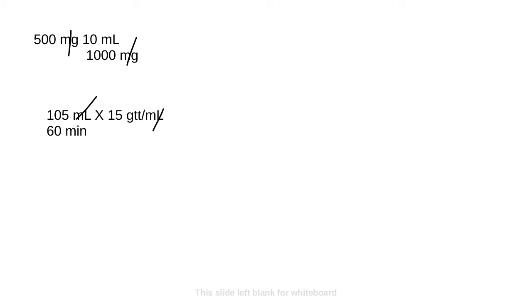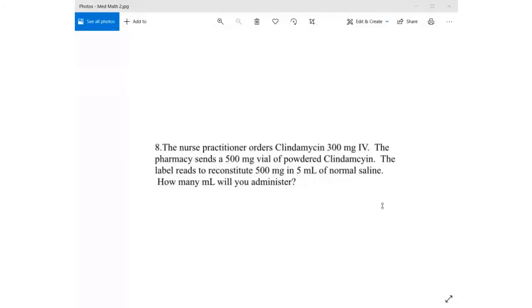Okay, so the NP orders another antibiotic, and we want Clinda, 300 milligrams IV. The pharmacy has sent me 500 milligrams of powder clindamycin. So already I'm thinking here, well, the pharmacy sent me more than I need. Which means that my total volume is going to be less than the number that is listed in this question. So the label reads and says, here's your powder. You need to put 5 milliliters of normal saline in it. Take a stab at it. See if you can answer how many milliliters you should administer.